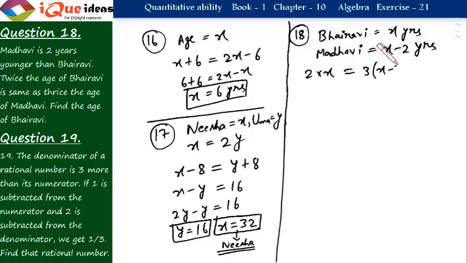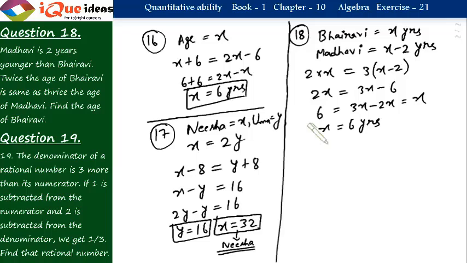So X minus 2. If you open, you will get 2X equal to 3X minus 6. Bring 6 on the other side and 2X to the right hand side. So it is equal to X. So X is equal to 6 years. Alright. And the question is asking for the age of Bhairavi. So this is the age of Bhairavi. Right. Okay.